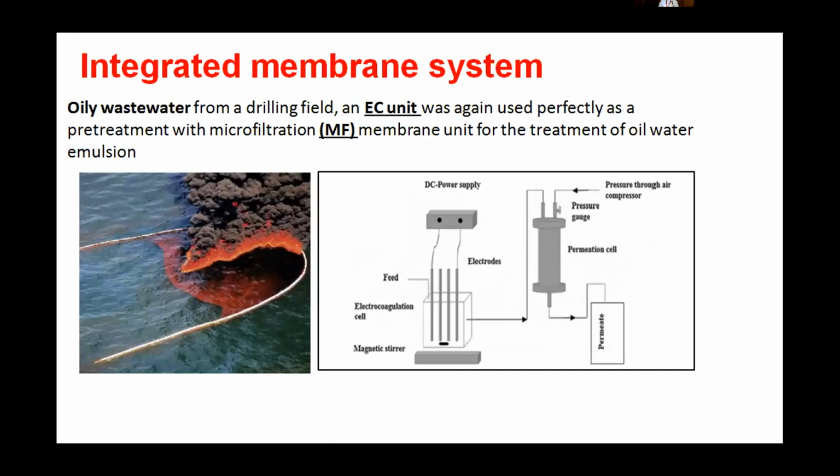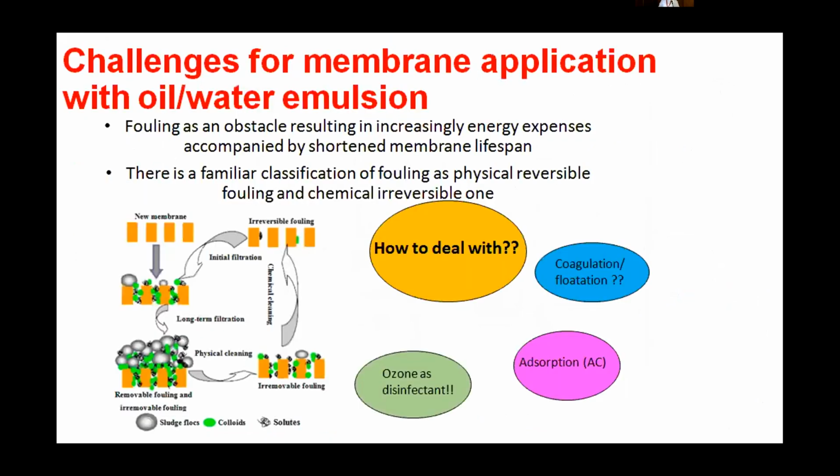Also, these are some examples of using electrocoagulation before the microfiltration membrane, and a compact system to be used for the separation of oil-water emulsions. Here we come to the challenges. How to solve the challenges of membranes and their application in this separation technique for oil-water.